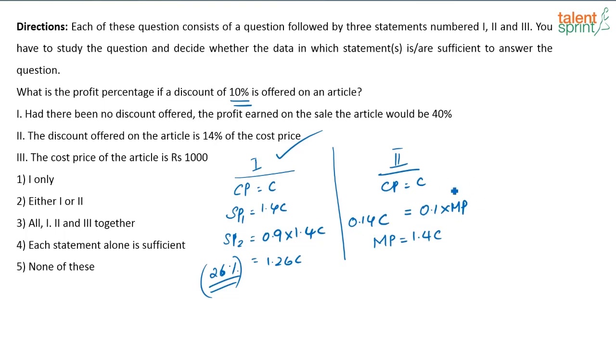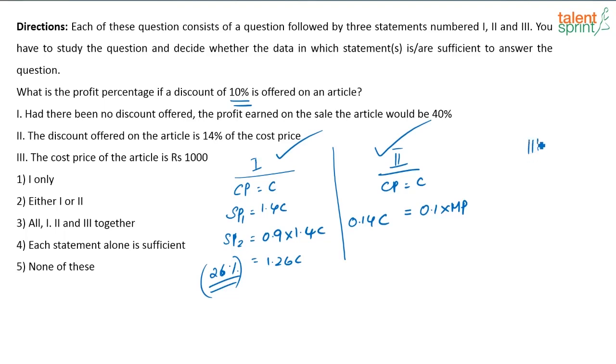So this is going to be your selling price, correct? What will be your selling price? Your selling price is going to be 0.9 times the marked price, correct? Or that is nothing but 0.14 times of C. So again, using that also you can find out what is the profit. So again, using statement 2 also you are able to arrive at the answer, correct? Got it?